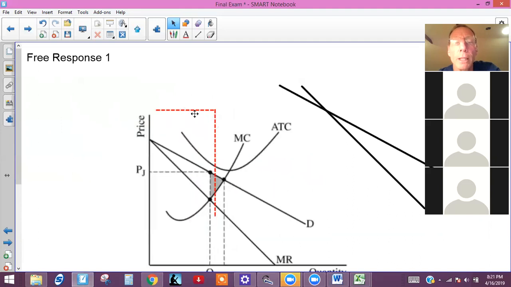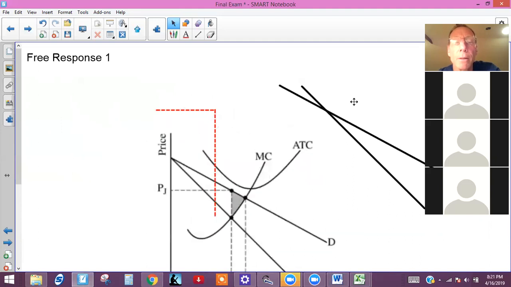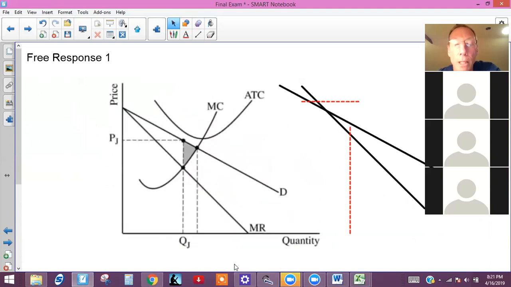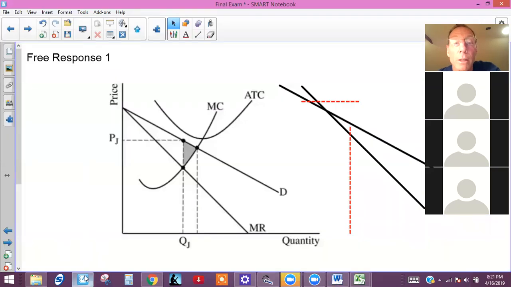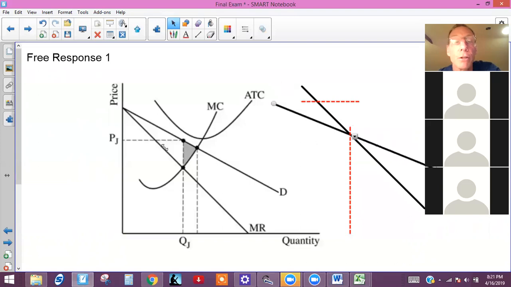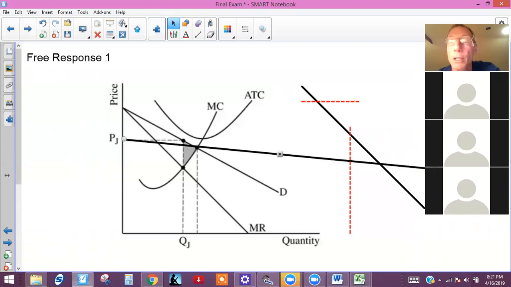If you look at a scenario, right? This is one for identifying the appropriate action the firm should take. Assume marginal cost is increasing. Okay, so let's see if this is going to work. Let's pretend this is a perfectly competitive firm. So that means our price is constant, isn't it? Right?